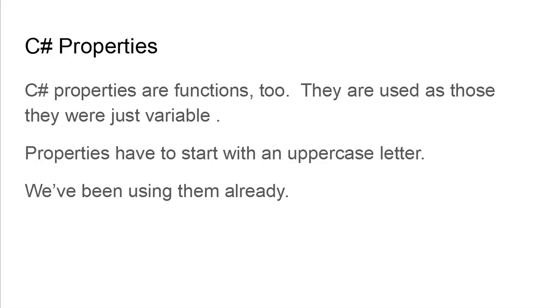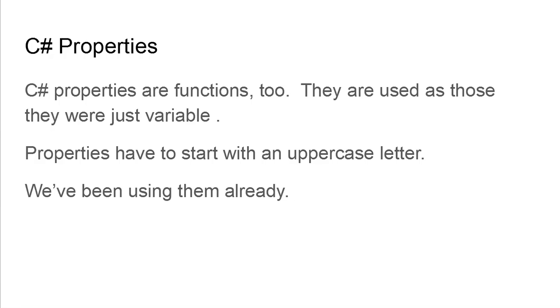Properties have to start with uppercase letters, and we've actually been using them already. When we were playing around with the button of great annoyance that would jump all over the place, and we were changing the button's left and the button's top and the button's text and the window's text, all of those things are properties. They're not private variables, they're properties. I even used the word property. These are properties of these objects that we can change, but I just hadn't really defined that a property has a specific meaning within C#.